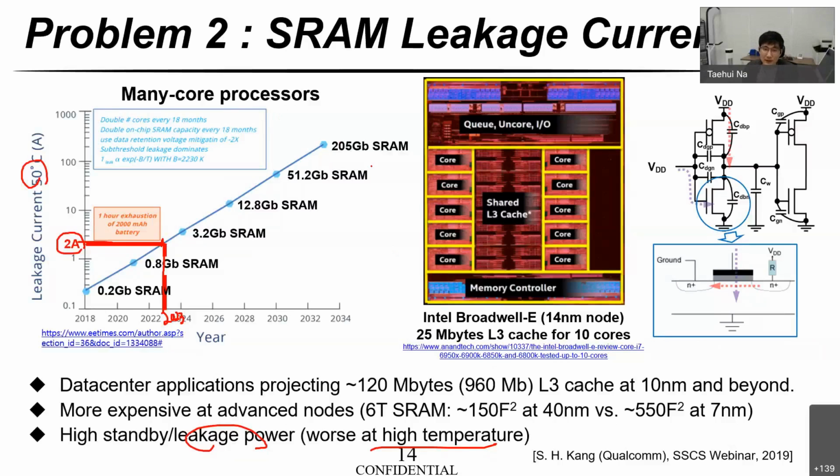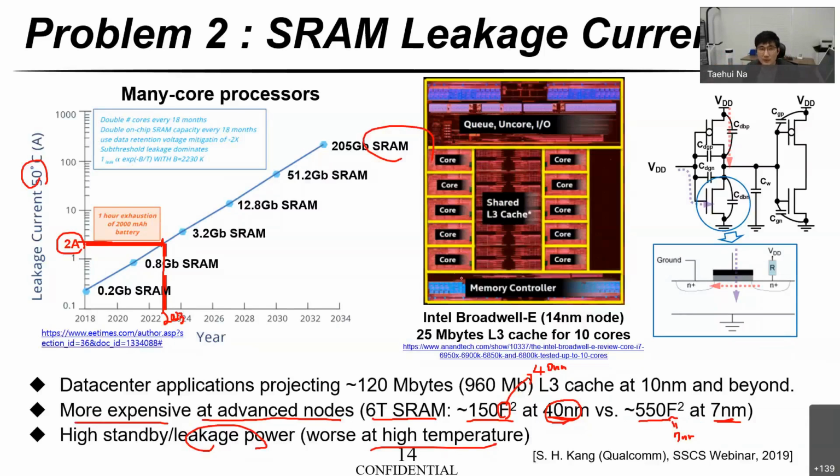And in case of SRAM, at advanced nodes, it is becoming more expensive. The example is like this. At 40 nanometer technology, the SRAM 1 bit cell area is around 150 F square. You can easily think F is equal to the technology node, 40 nanometer. However, when it goes to the 7 nanometer technology, the SRAM's 1 bit cell area needs to be increased to 550 F square. In this case, F is 7 nanometer.